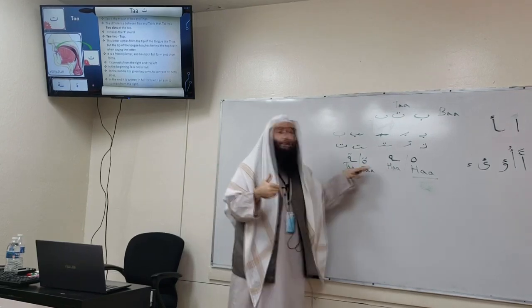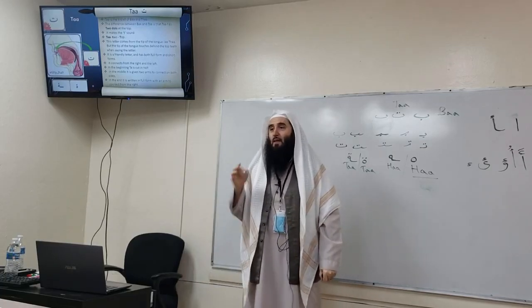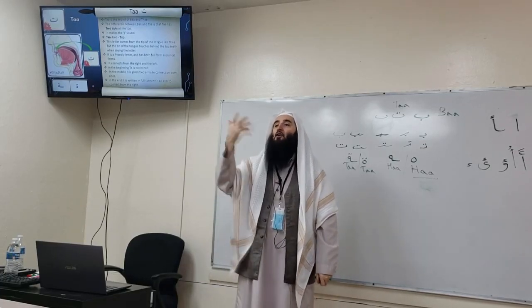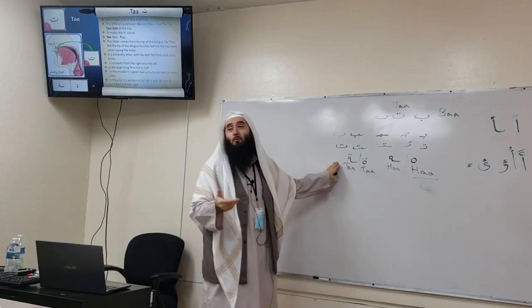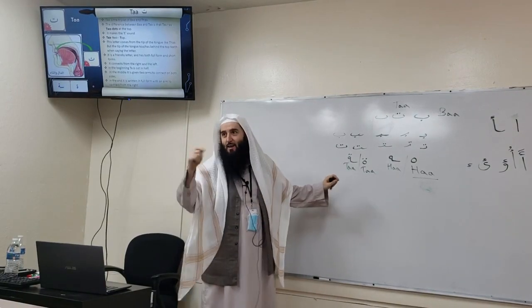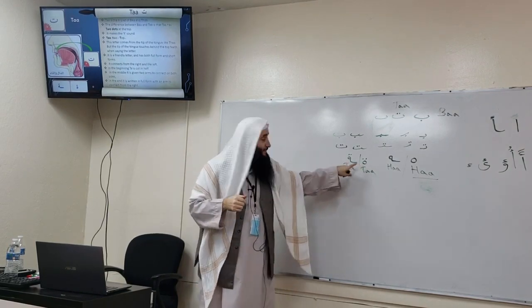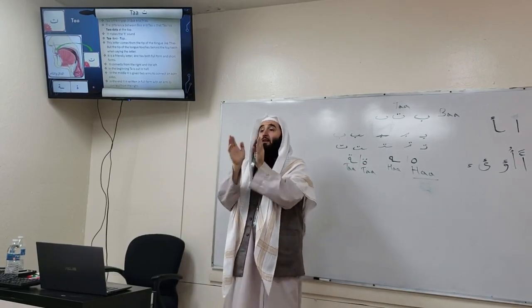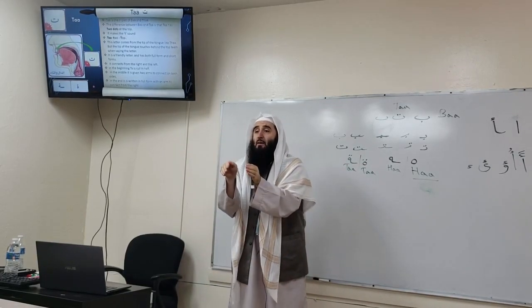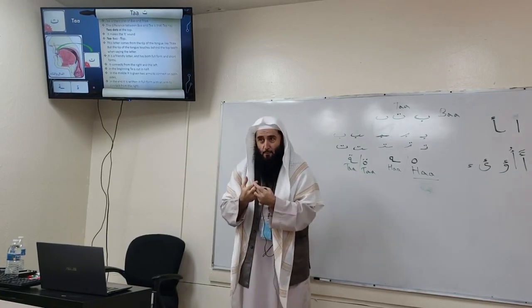Because usually this ta you put on female names, like Aisha, Fatima, Khadija, Amina. They all end with this ta. In grammar, they end with the ta. This is the symbol. When you see this ta in writing, it's telling you that the name is a feminine name. You understand?